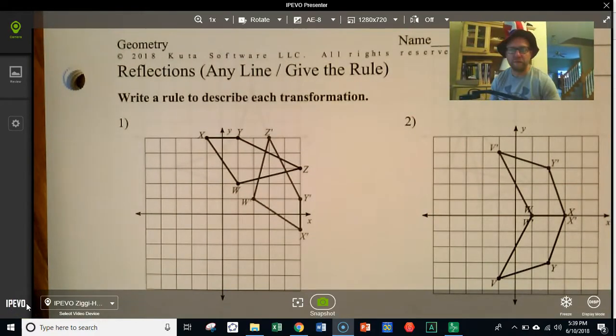Alright, in this video we're going to be looking at a set of reflections, and we're going to decide what was the reflection that was done here. Alright, so let's just take a look at a few of them.